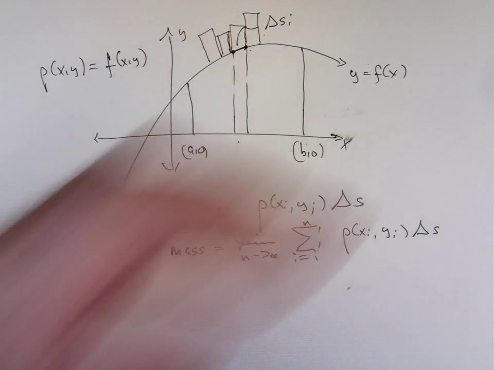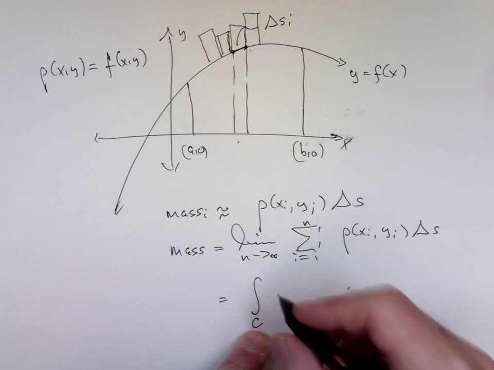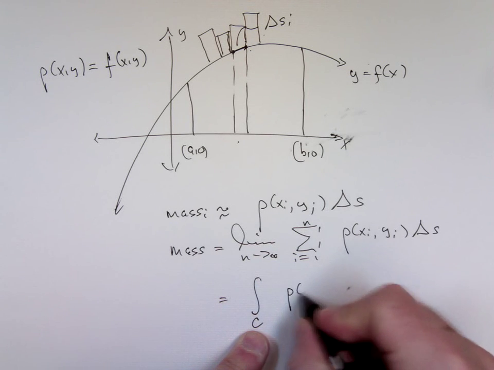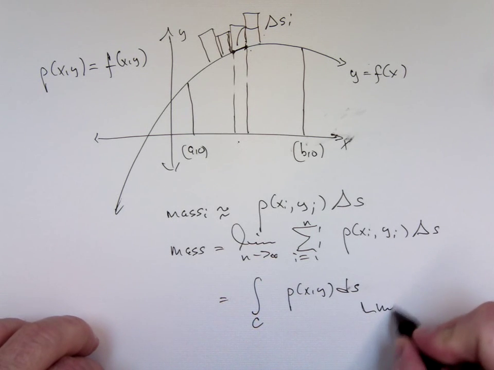This is a Riemann sum in terms of S. It's an integral, but we're going to put a little C on here saying this is not the normal integral along the x-axis. This is an integral that goes along the curve itself, C, of our density function ds. This is called a line integral, unfortunately.